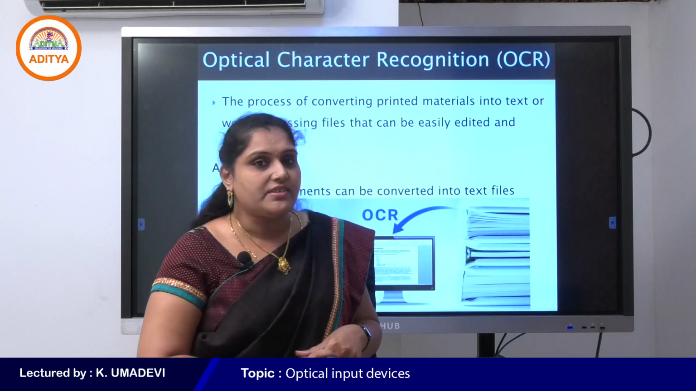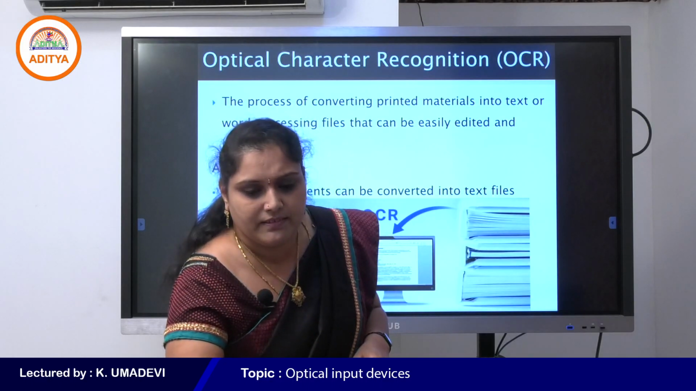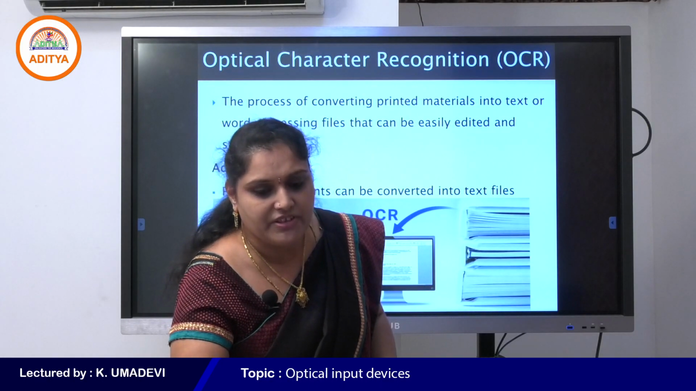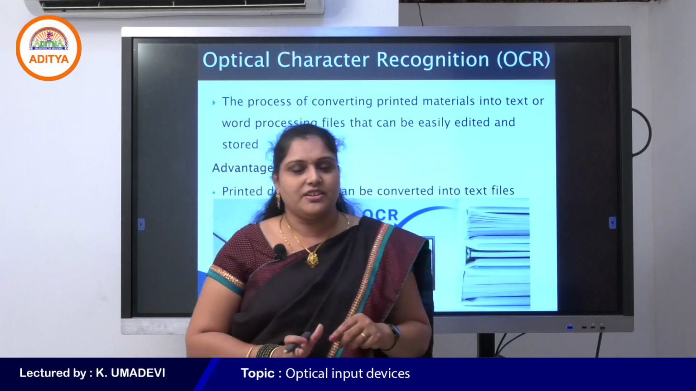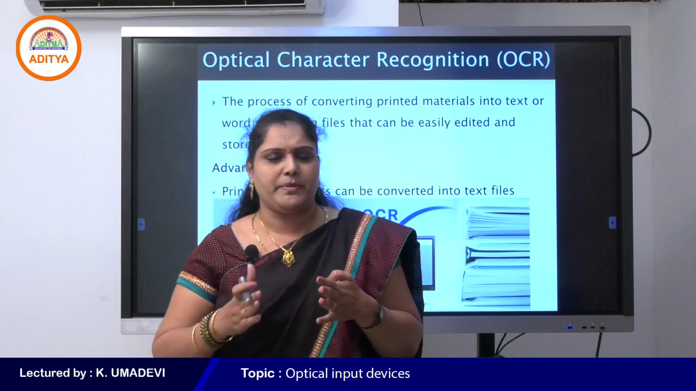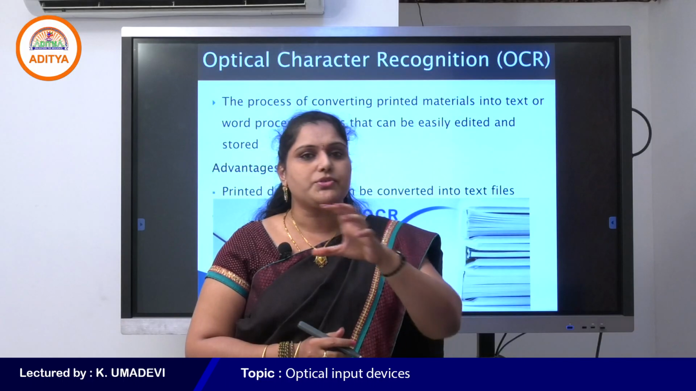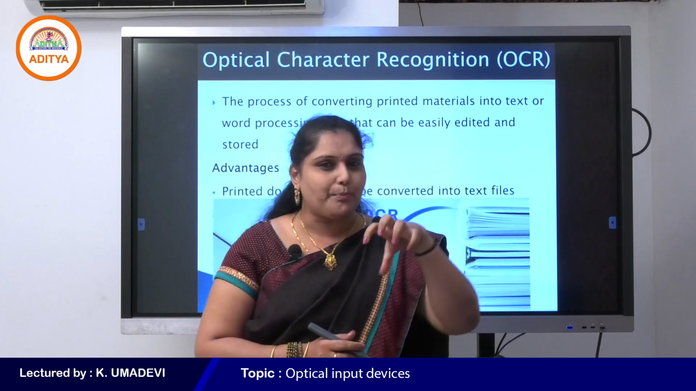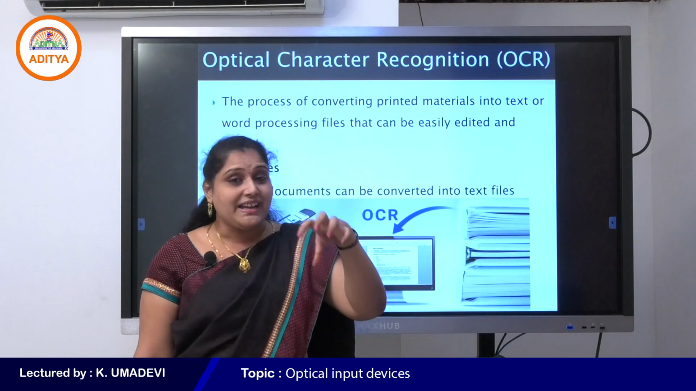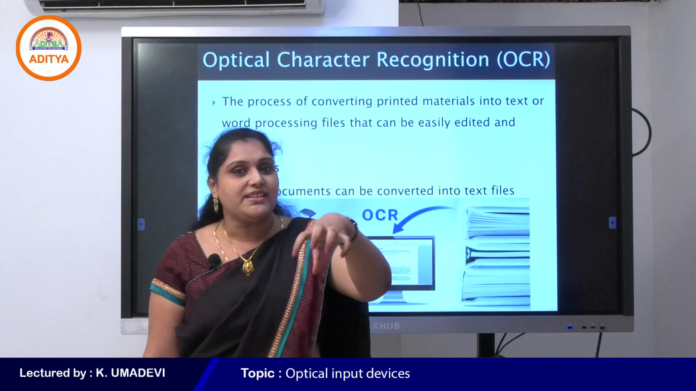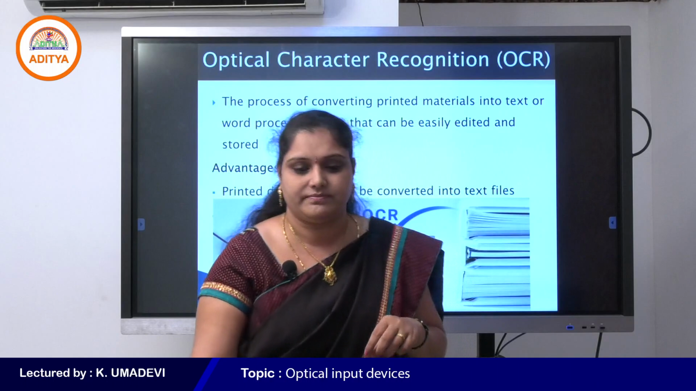Come on, post your answers. What is hard copy and what is soft copy? Because the OCR device is mainly used to convert hard copy to soft copy. That means it converts the printed text to a text file, which is converted and stored in a system. So now what is hard copy and what is soft copy?